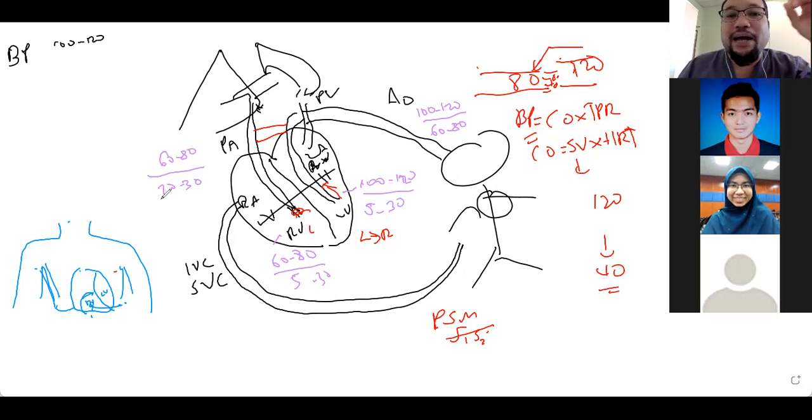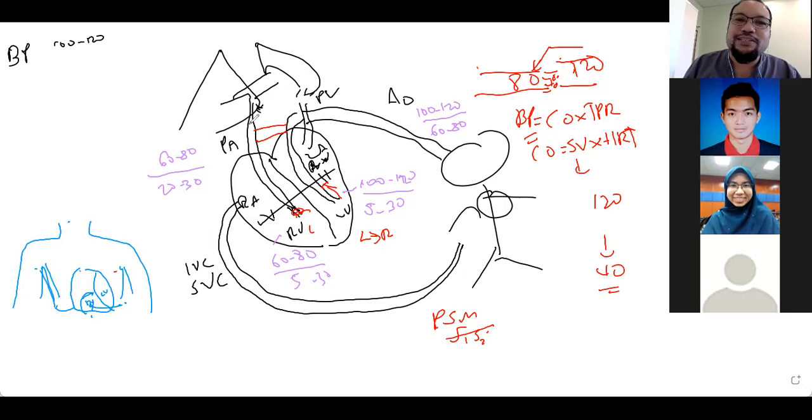Ada break tak? Ada tak masa yang mana pressure dia lebih kurang sama, so tak ada shunt? Tak ada kan? Throughout both phase, systolic diastolic, masa valve tengah nak close ke, masa valve lepas close ke, there is always shunt. There is always pressure gradient between the aorta and also the pulmonary artery. So shunt tu akan continuous. Bila shunt tu continuous, then dia left to right shunt.